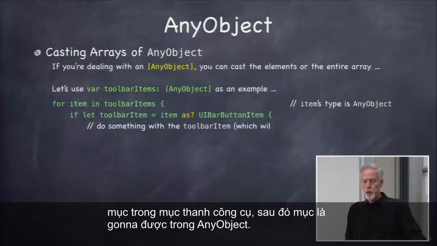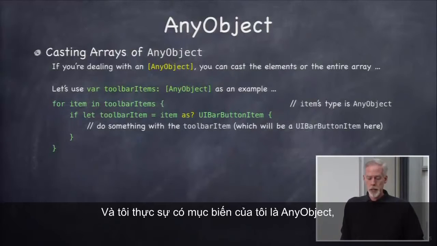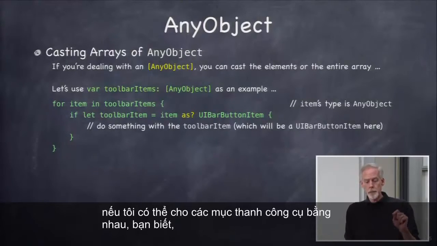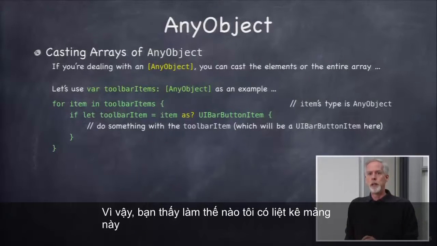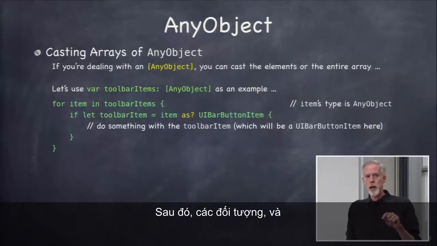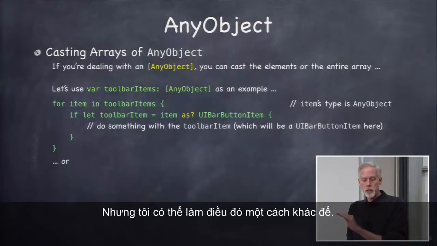So I can say for item in toolbar items, then item is going to be an any object. I'm enumerating those any objects, and I'm having my variable item be any object. But then inside, I'm saying if I can let the toolbar item equal, be a UIBarButtonItem, then I'm good to go. So you see how I'm enumerating this array of any objects, and then inside I'm doing the as question mark. But I can do it another way too, okay?